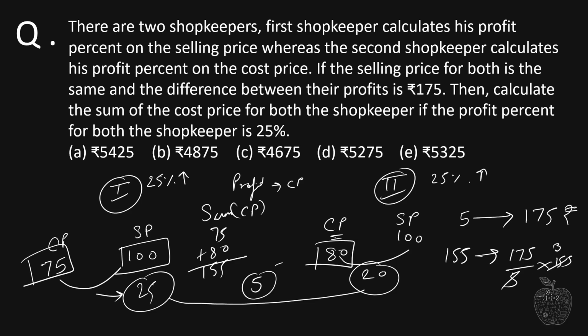We get 5 3s are 15, 5 1s are 5, so 175 into 31, and I have already calculated this value. This comes out to be 5425. So option number A here is the correct one.